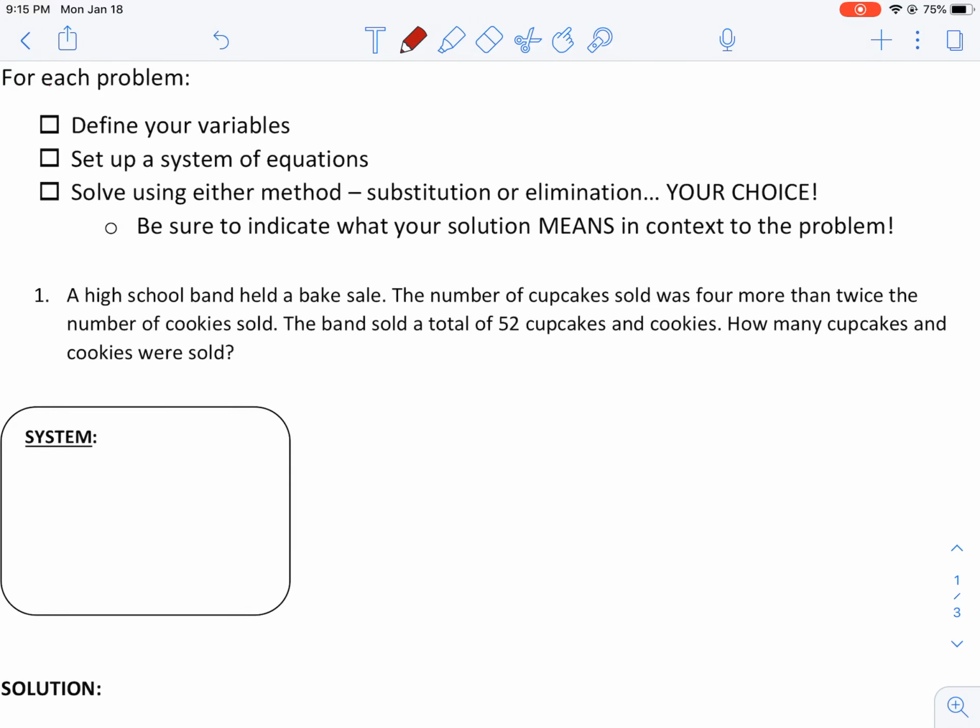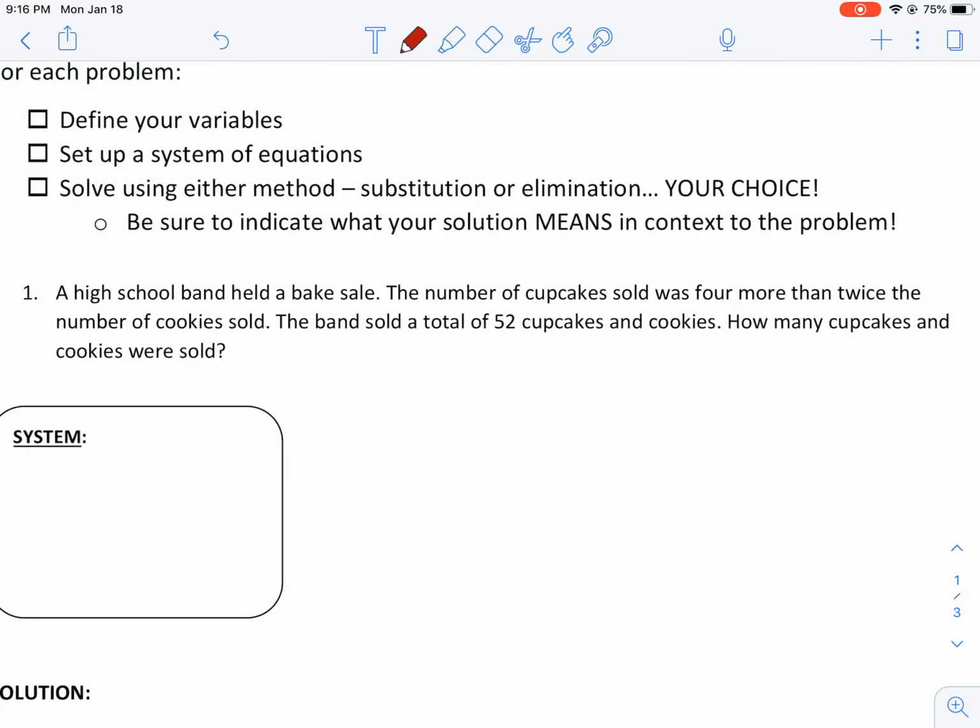Number one says a high school band held a bake sale. The number of cupcakes sold was 4 more than twice the number of cookies sold. The band sold a total of 52 cupcakes and cookies. How many cupcakes and cookies were sold?